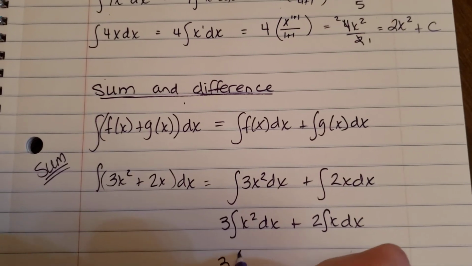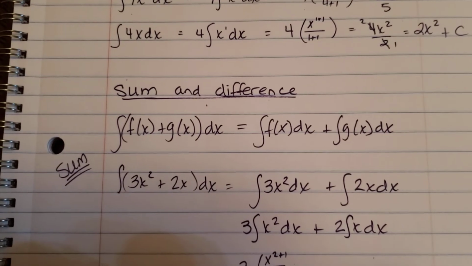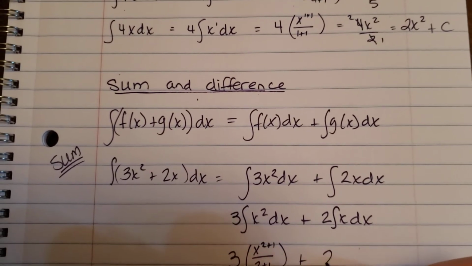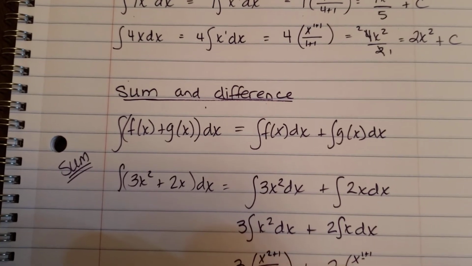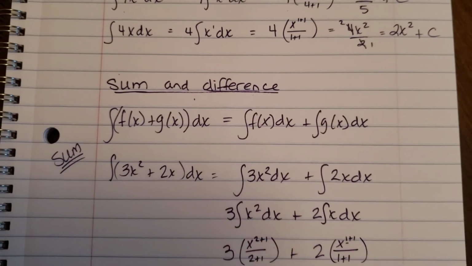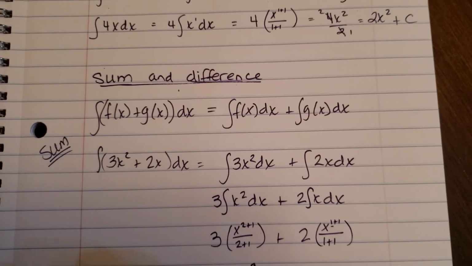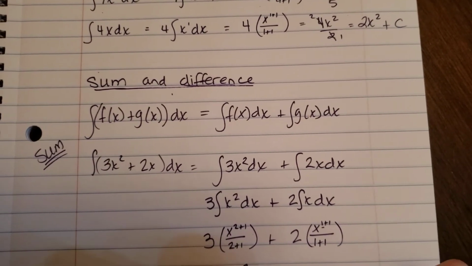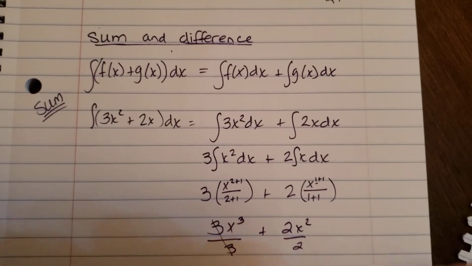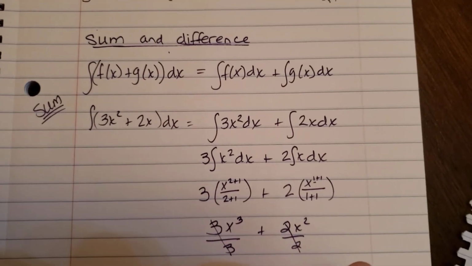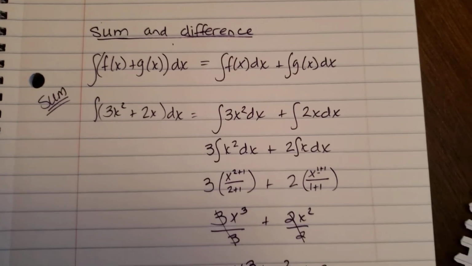So this would be 3 times x to the 2 plus 1 power over 2 plus 1. And this would be 2 times x to the 1 plus 1 power over 1 plus 1. And so this gives me 3x cubed over 3 plus 2x squared over 2. My 3's and my 2's reduce, and that gives me x cubed plus x squared, and then of course plus c.